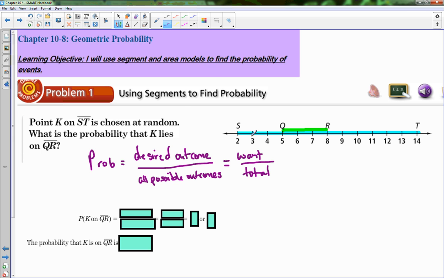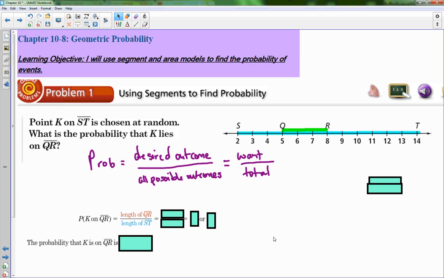So when we're looking at segments, we want to go, the probability of the point K is going to be on QR, so we use big P to represent probability. We got these parentheses to represent the word of, and then K on QR. So our desired outcome is that we're somewhere in between Q and R.